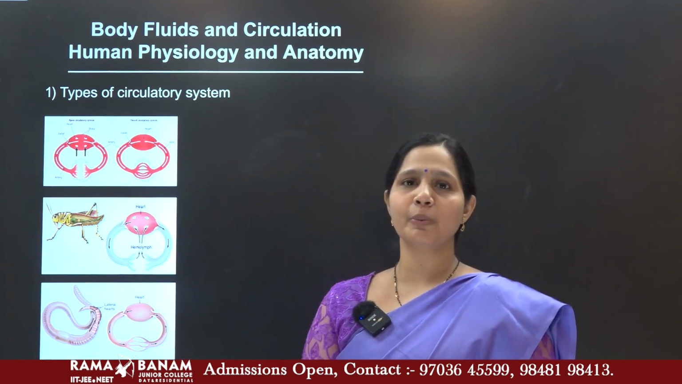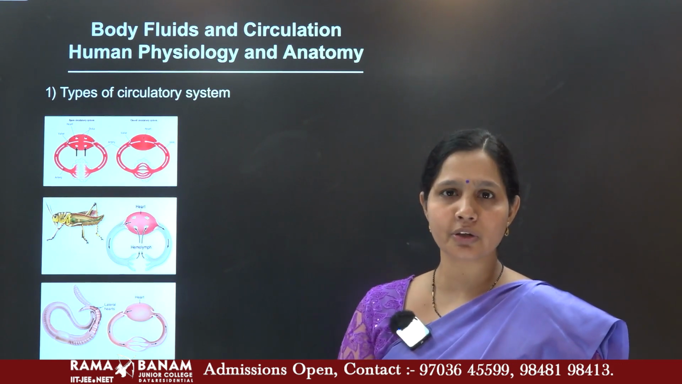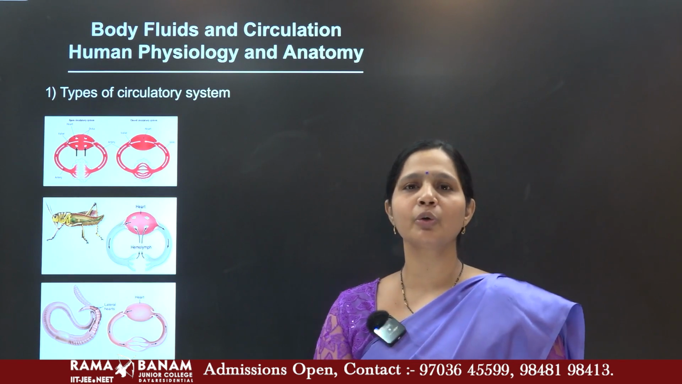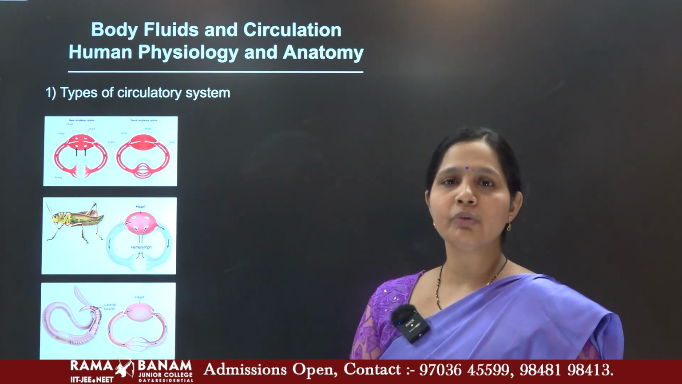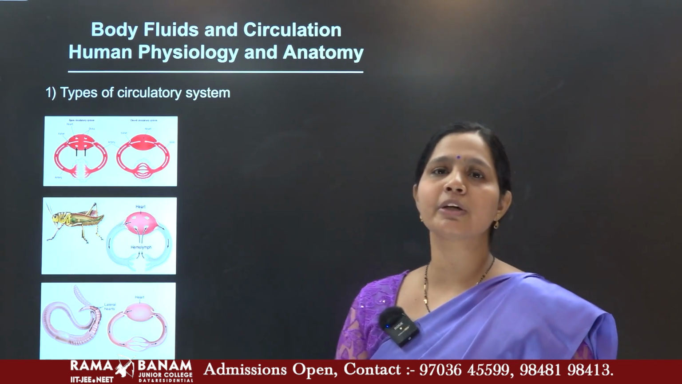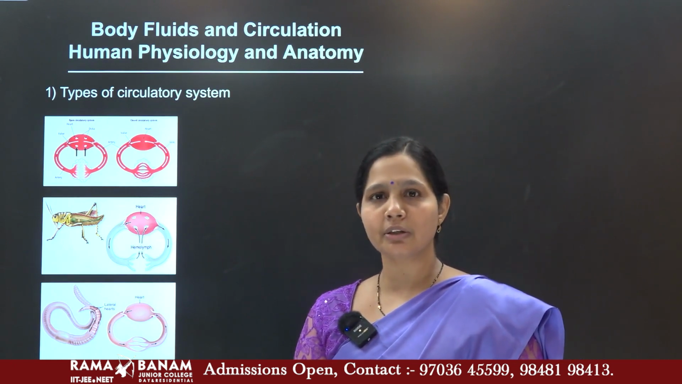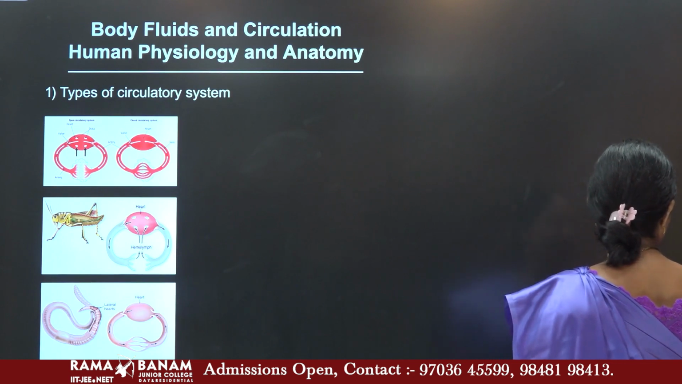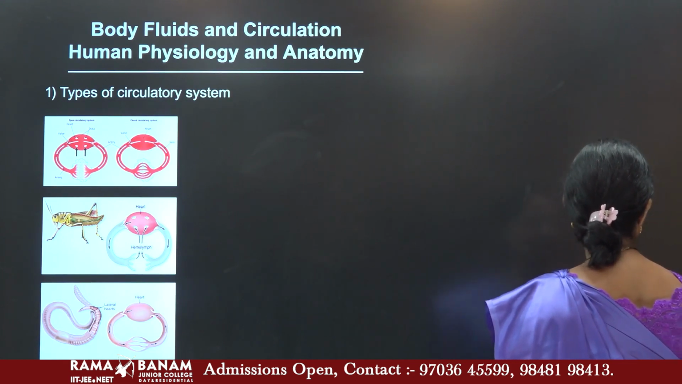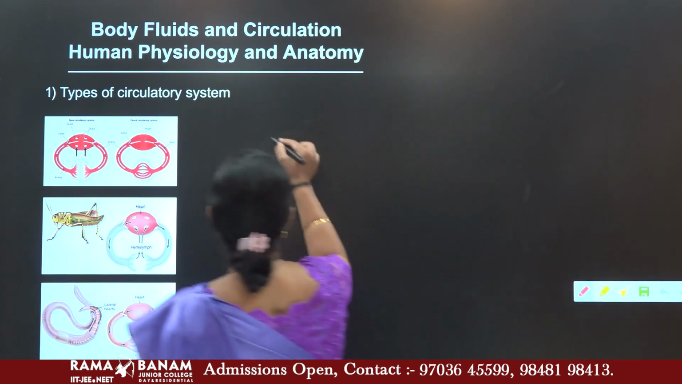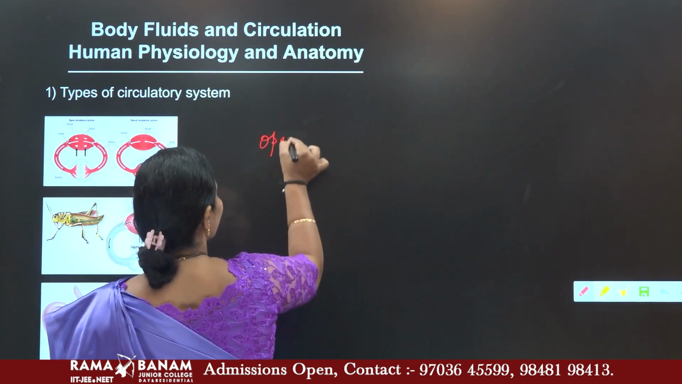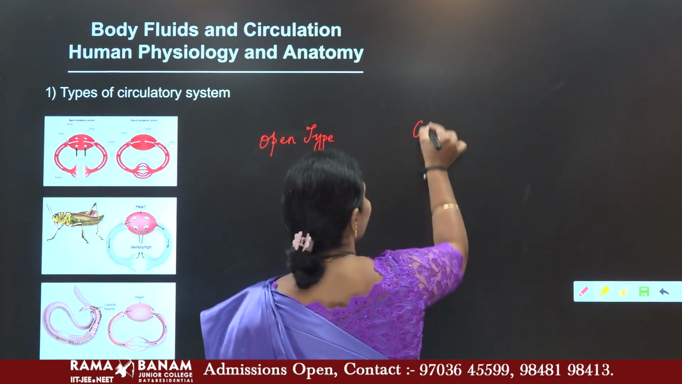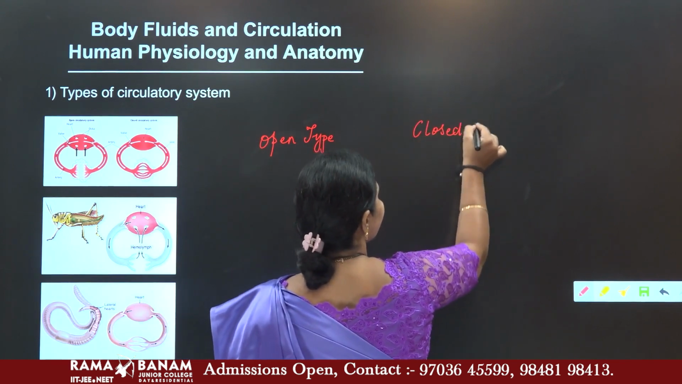Today I am here to explain the topic body fluids and circulation under human physiology and anatomy. Before going into detail, we should know the two different types of circulatory systems present in the animal kingdom, right? Open type and closed type of circulatory system.